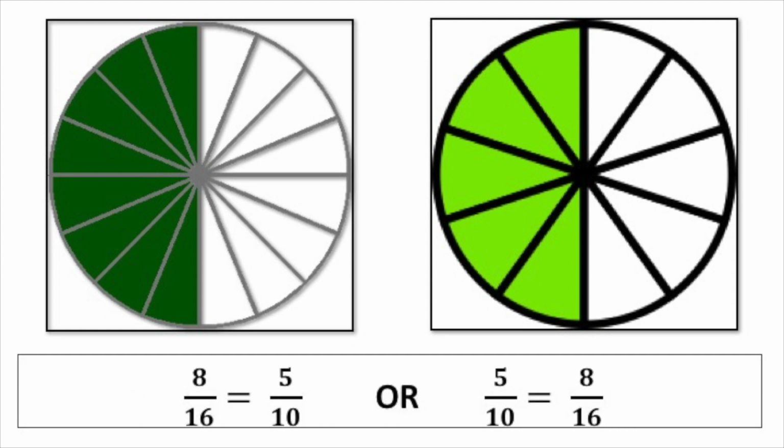So we say 8 over 16 is equal to 5 over 10. Or 5 over 10 is equal to 8 over 16. These are both halves. What's half of 16? 8. What's half of 10? 5. So you can see they're both the same amount, half the circle. Any questions, guys? Okay, that was excellent. Well done.